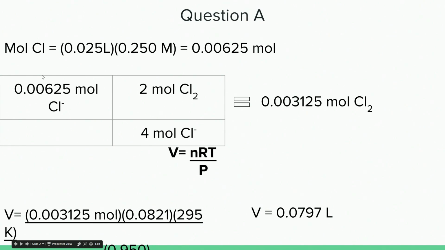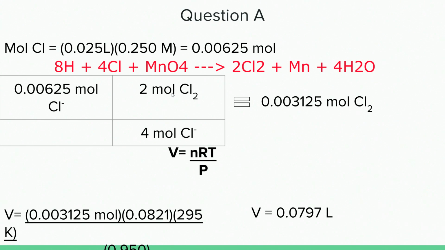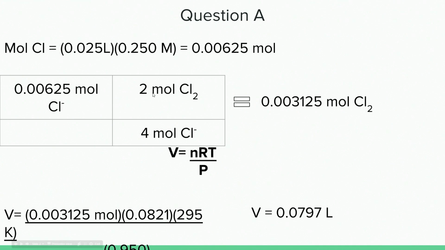It also asks us to calculate the volume in liters of the CO2 in the sealed container. What we calculated was Cl minus and not CO2, so to convert this amount to CO2, we have to use stoichiometry. In the balanced equation, there are 4 moles of Cl minus and 2 moles of CO2. I'll put up a little equation on the screen right now. So you just divide this number by 2 and you get 0.03125 moles of CO2.